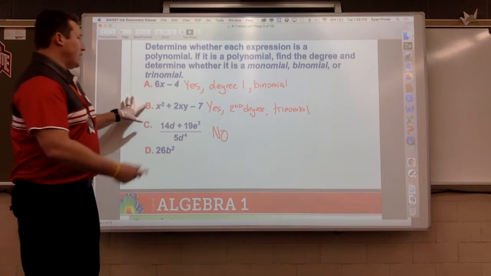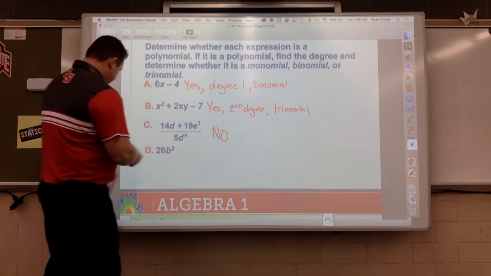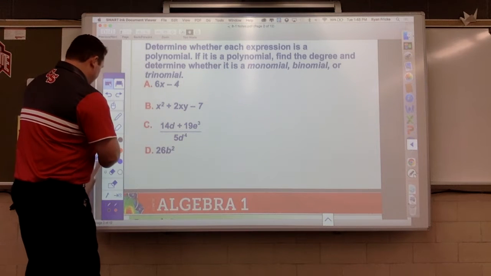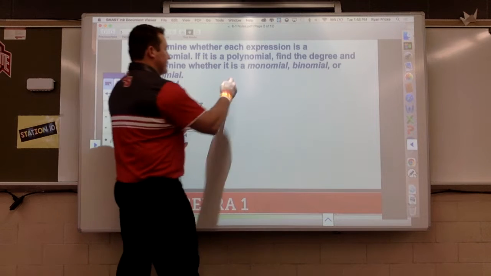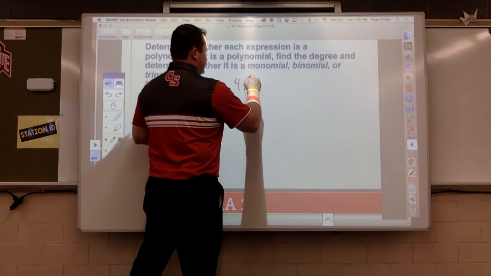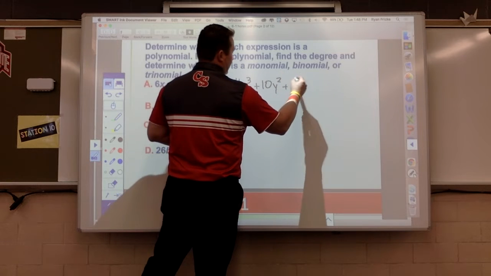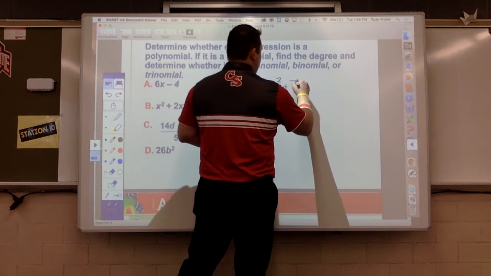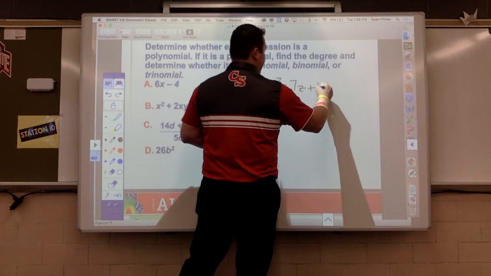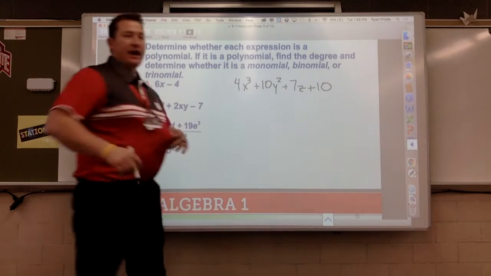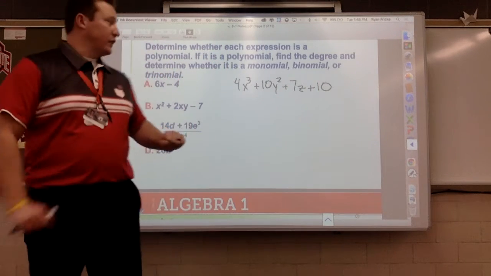Okay, what if we had this, my friends? Let me make some room here. I'm just going to write in an extra one here. So we'll say 4x cubed plus 10y squared, I keep writing addition, plus 7z, see you, Maley. Toodles. Okay, so what if we had this right here? So let's go through this really quickly.